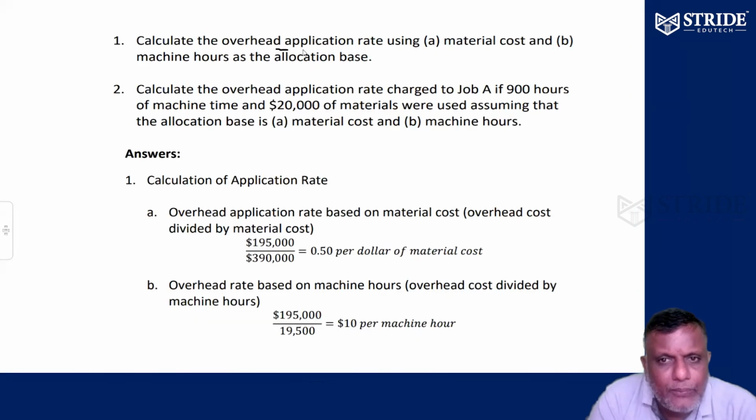So please calculate the overhead application rate on a material cost and machine hour basis. That's it. Okay. Number one.